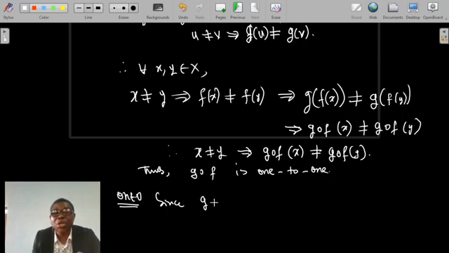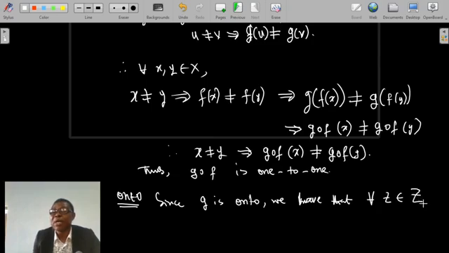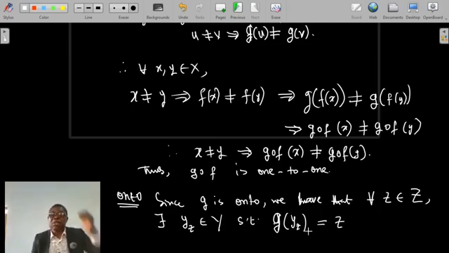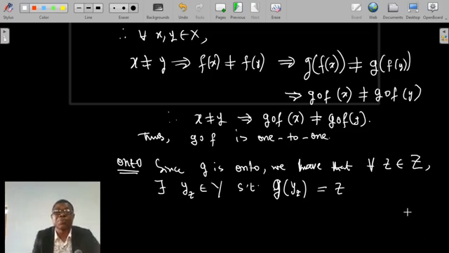since g is onto, we have that for any z we take in capital Z, there exists y depending on z in capital Y, such that g of y sub z is equal to z. This is what we recall is the definition of a map being onto.